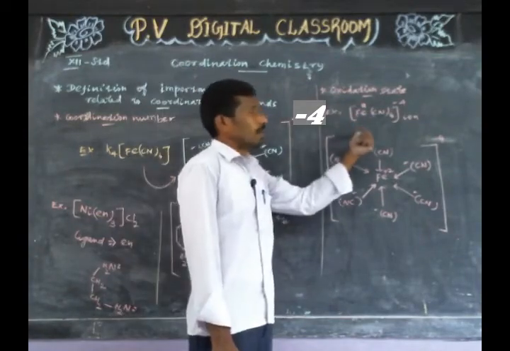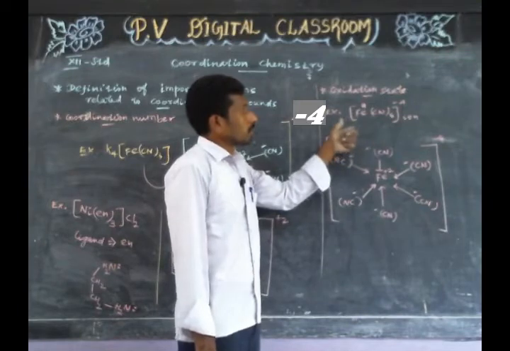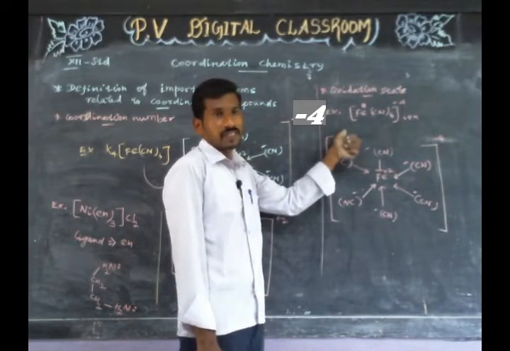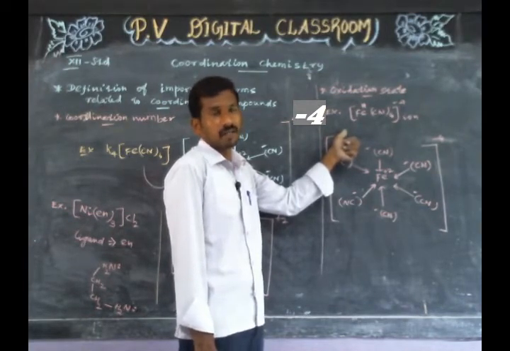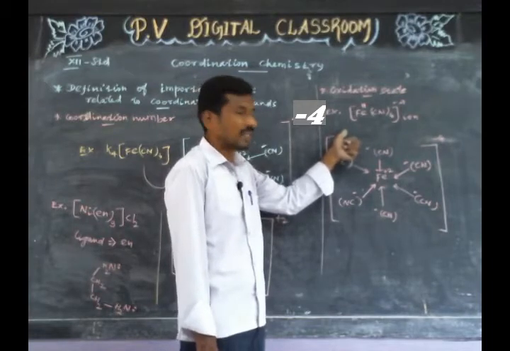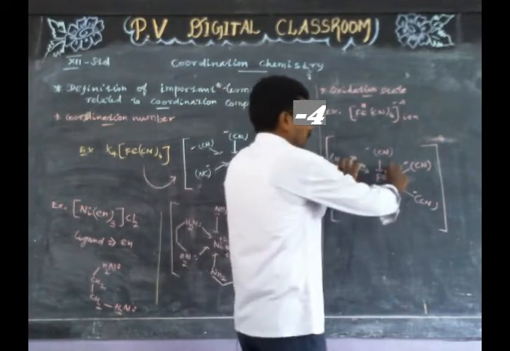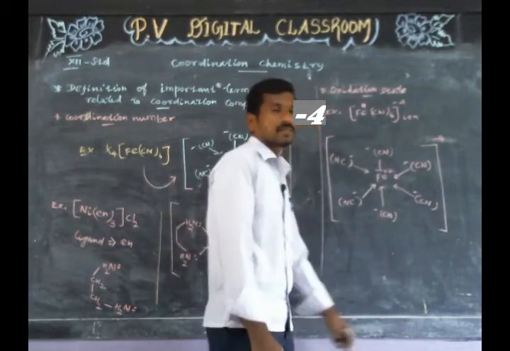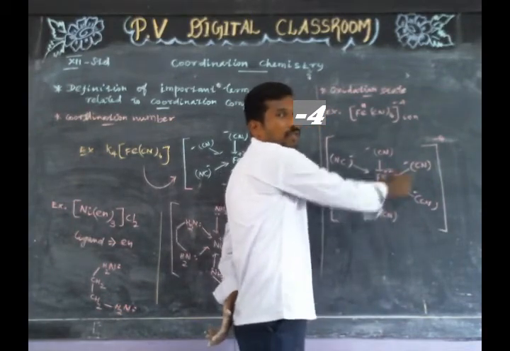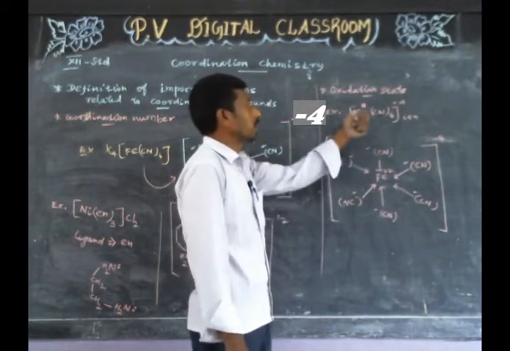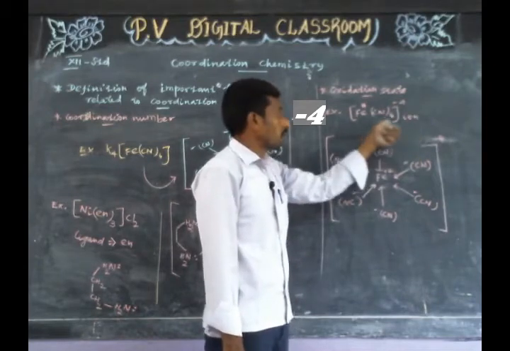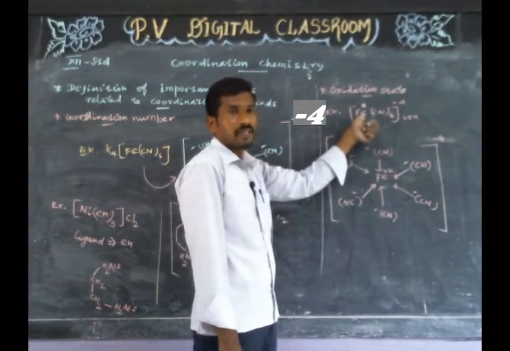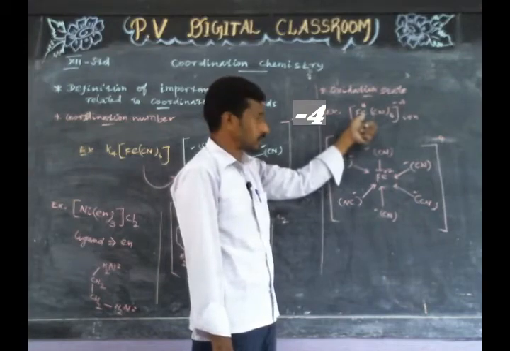Next, oxidation state. The oxidation state of the central metal atom in a coordination compound is defined as the residual charge on the central atom formed when all the ligands are removed along with the electron pairs that are shared between them. Example, in the [Fe(CN)6]^-4 ion, the oxidation state of the central atom, namely iron, is +2.